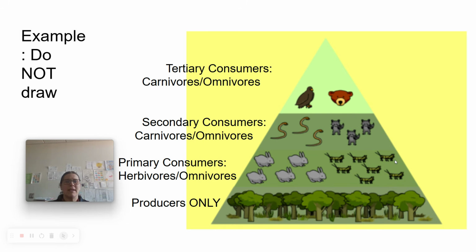Excellent work. Here's an example. You are not drawing. You are not writing this. Producers, right? Grasshoppers and bunnies are probably herbivores, right? They eat the plants. We have snakes and raccoons. Snakes are probably carnivores, which are going to eat these guys. Raccoons are omnivores. They'd eat some veggie stuff. And then we have the tertiary, the third eater, because this is number 1 eater, number 2 eater, number 3 eater in the line. And I think this would probably be a carnivore, and this I just said is an omnivore.